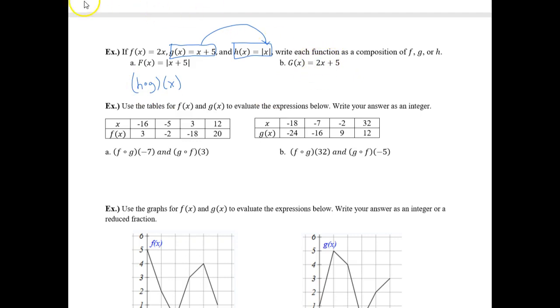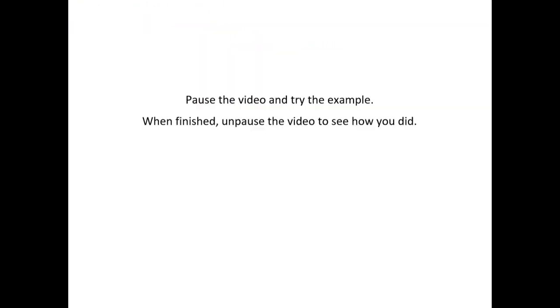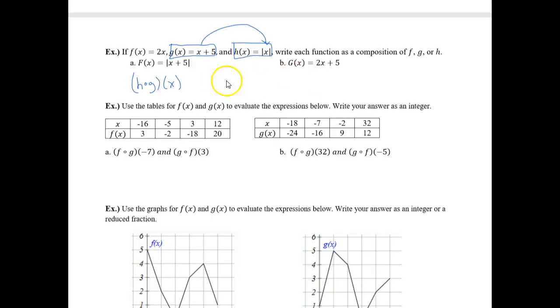Go ahead and try the example on the right. Alright, so we're still using the same functions f, g, and h, but now we want to figure out how g of x equals 2x plus 5 was created as a composition of those functions.